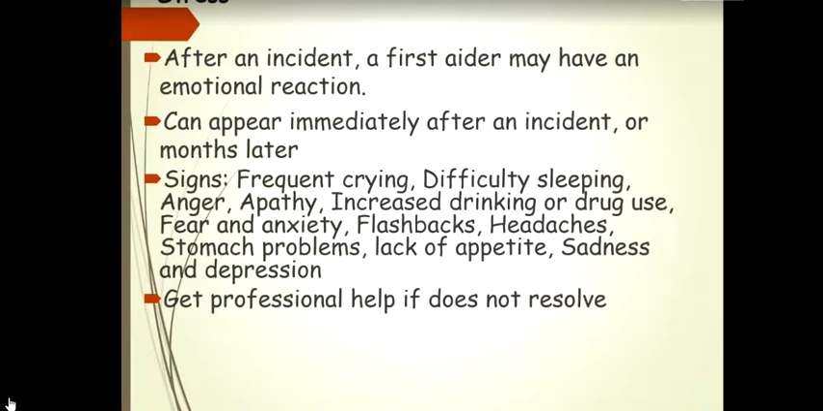Stress. In this case, I want us to think about stress when we think about ourselves. As a first aider, you may have an emotional reaction, especially if you had a significant connection with a casualty. Stress can appear either immediately after an incident or even months later.